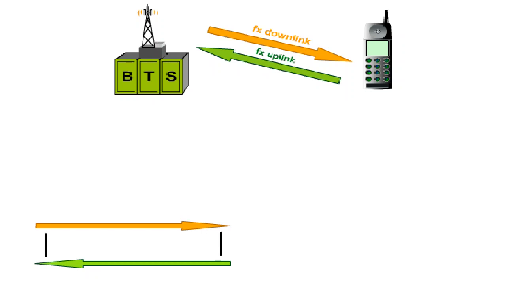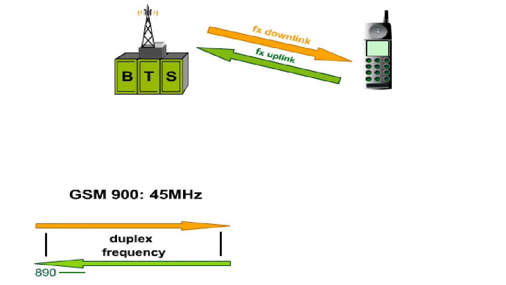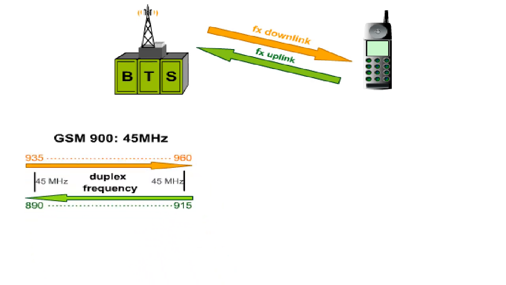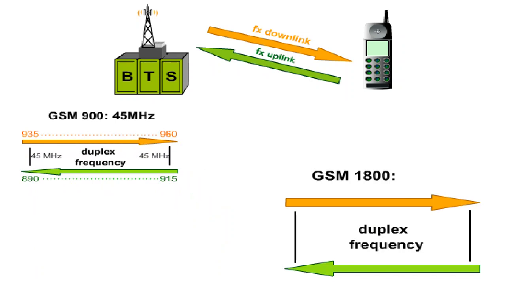The difference between the frequency pair is fixed and is called duplex frequency. In GSM 900, the duplex frequency is 45 MHz. Accordingly, the uplink frequency range, 890 to 915 MHz, is assigned to a frequency range of 935 to 960 MHz in the downlink. In GSM 1800, the duplex frequency is 95 MHz.